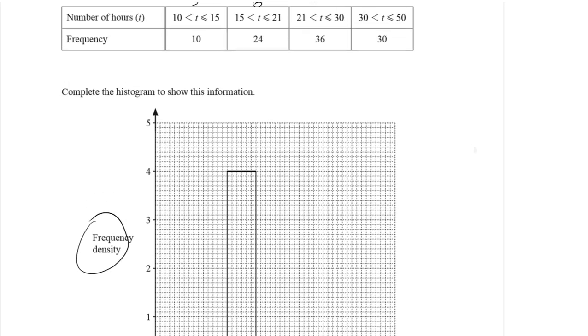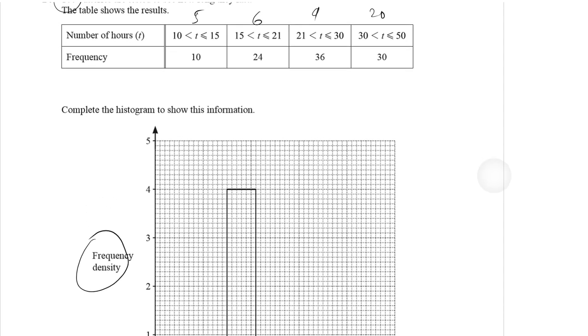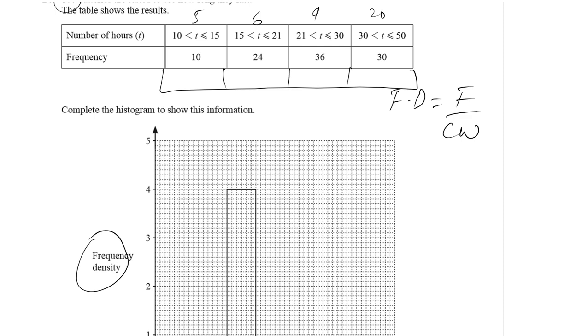So we just need to plot it. So what's the formula for frequency density? It is frequency over class width. For your own ease you may extend the table and add a row. So 10 over 5 is 2, 24 over 6 would be 4, 36 over 9 is 4, 30 over 20 would be 1.5.